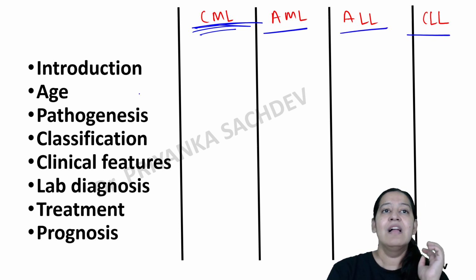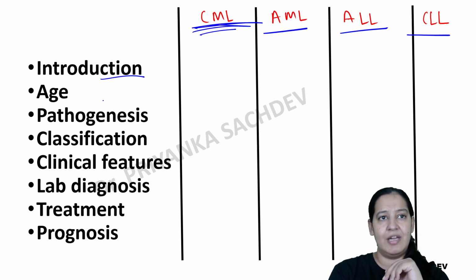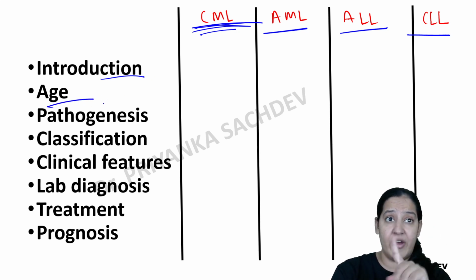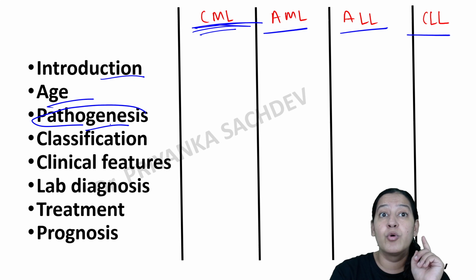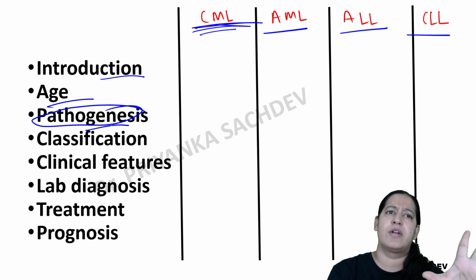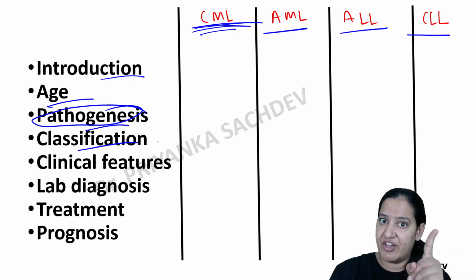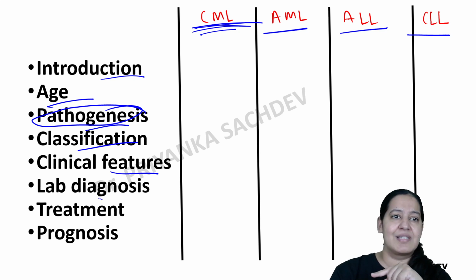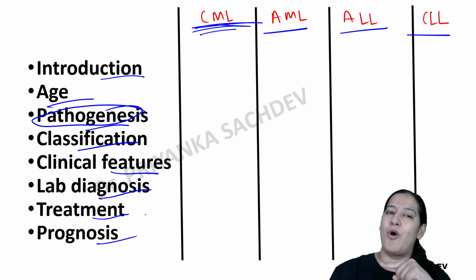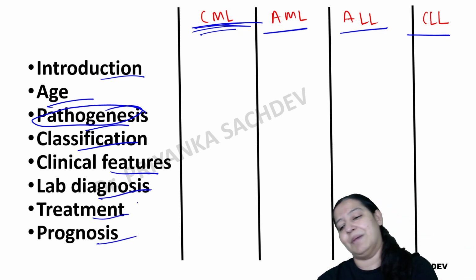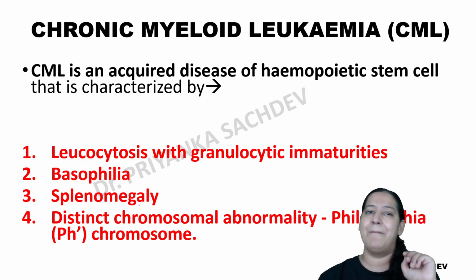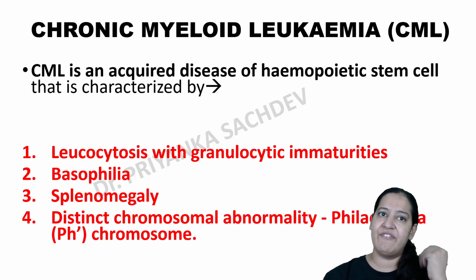In what headings? First, write the introduction or definition of each of them, the most common age group for each of them, pathogenesis, the main mutation in each of them, very important. Classification, FAB classification for each of them. Clinical features, lab diagnosis, treatment, and prognostic factors. So you have to make this table with me. Starting with the first one, CML, write an introduction. What is the definition of CML?